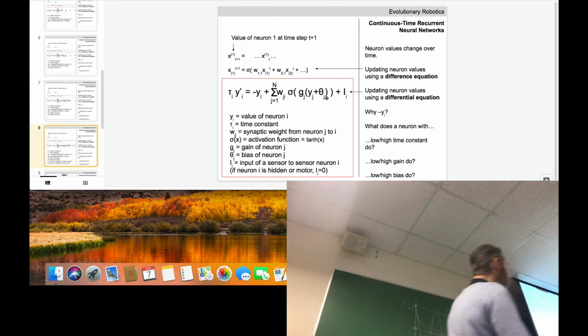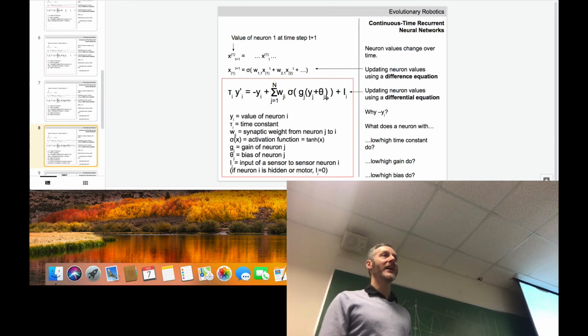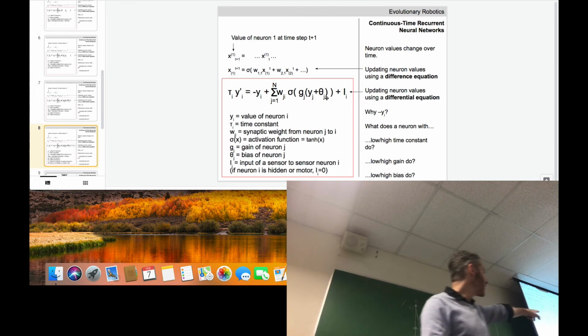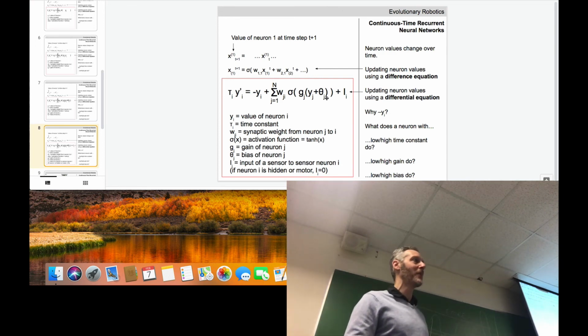The value of I sub I for a given sensor neuron is the value of that sensor neuron's sensor. That's the connection to the outside world. So I misspoke at the beginning when I said the initial values of the sensor neurons are 0. They actually are set to 0, but then they're made non-zero by the incoming values of I sub I.